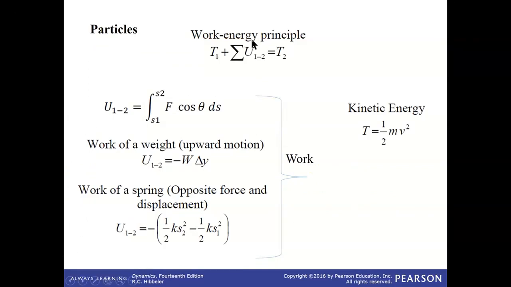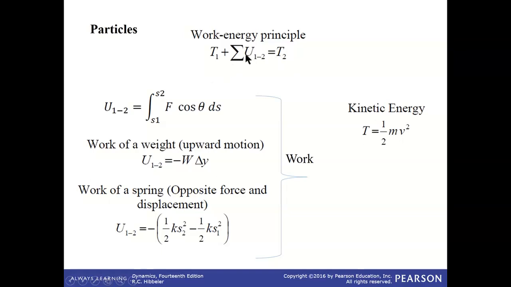You are familiar with this equation, the work and energy principle applied to particles. T1 is the initial kinetic energy of the particle, which is 1/2 mv squared. Sigma U12 is the sum of the work done by all the forces acting on the particle, and it is equal to the final kinetic energy of the particle, which is again 1/2 mv squared, but this time it's v2, the final velocity.